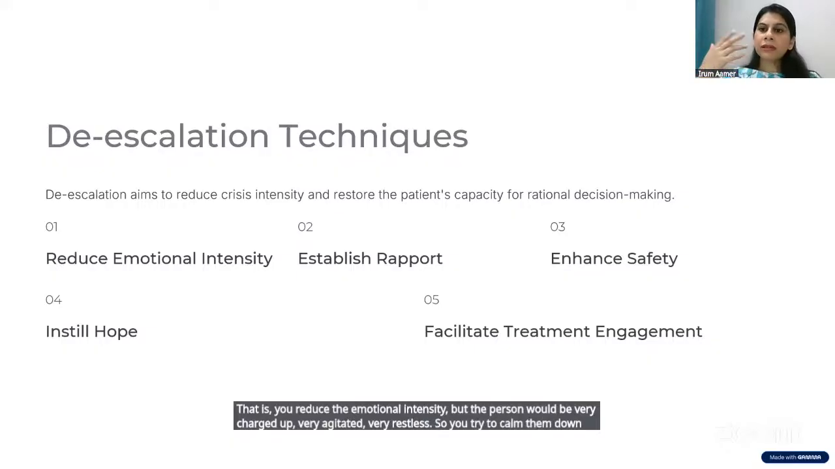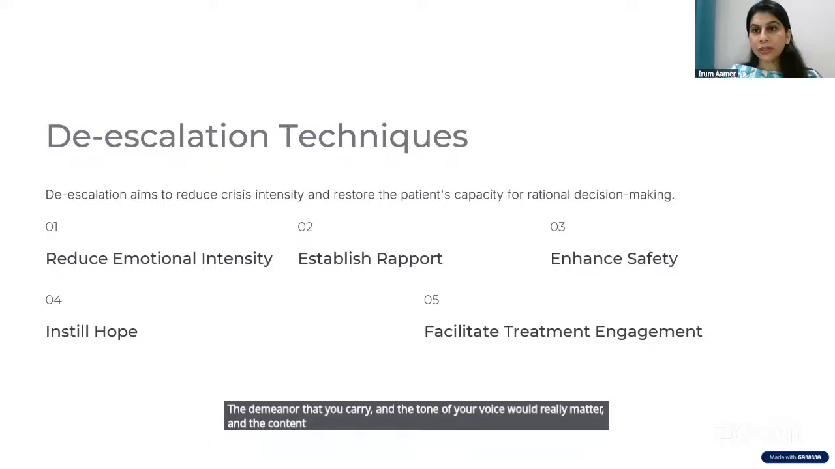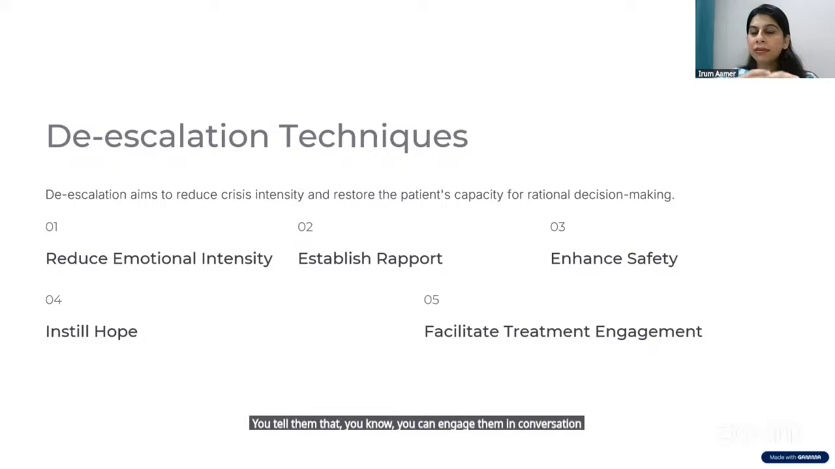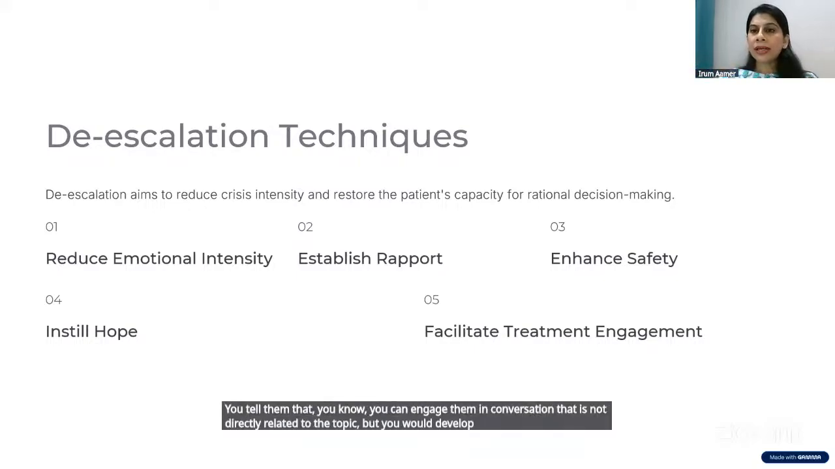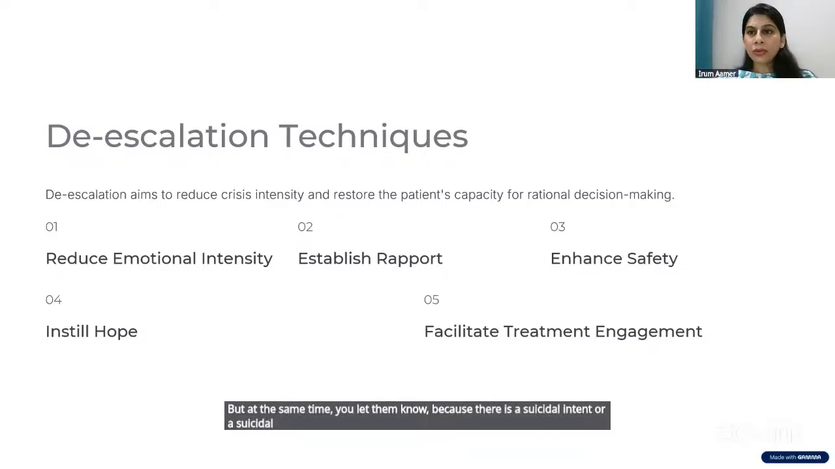The way that you talk to them, the demeanor that you carry, and the tone of your voice would really matter. And the content of the things that you tell them would also matter, of course. So then you establish a rapport, you tell them who you are. You tell them that you are here to help them. You can engage them in conversation that is not directly related to the topic, but you would develop a rapport so that they can trust you. You can even tell them that you would like to keep certain things confidential, but at the same time you let them know that because there is a suicidal intent or a suicidal plan, you would like to engage somebody from the medical team, or somebody from the supportive staff like a psychologist, or you could involve the family members. It would be very important to enhance the safety.